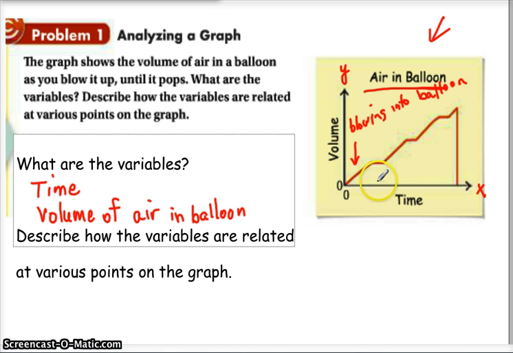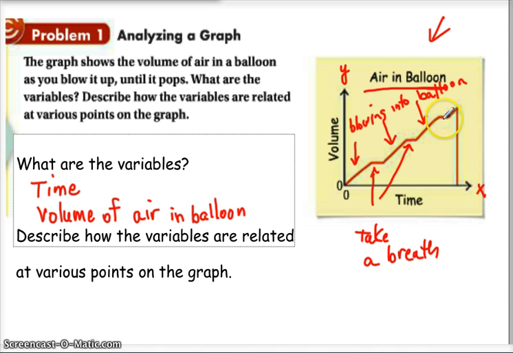Now, what do you think this level part is? Here, this actually is a time when time is going forward, but the volume of the balloon is not increasing. Well, you're holding the balloon closed as you take a breath. Time is still going forward, but the volume of the balloon does not increase because you're not blowing any more air in it. So what happens at this part? This is you blowing into the balloon again, and this is you taking another breath. Blowing into the balloon again, and here's that level part where the volume isn't increasing and you're taking another breath.